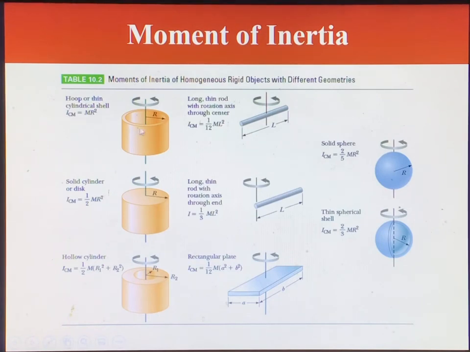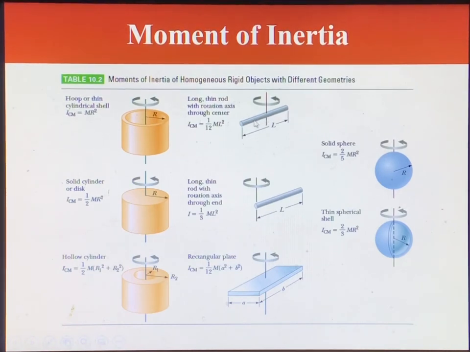You want to make sure that you understand exactly where the axis is. For example, in these first three examples, the I value is calculated about an axis that goes through the center of mass. So it's very important to know what the axis is.